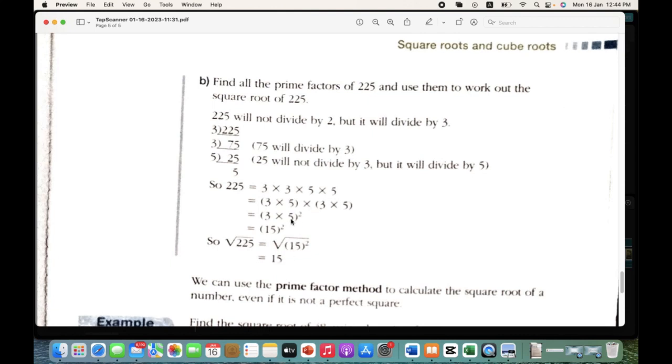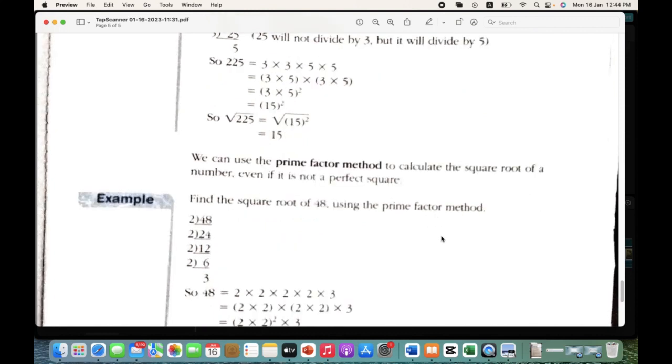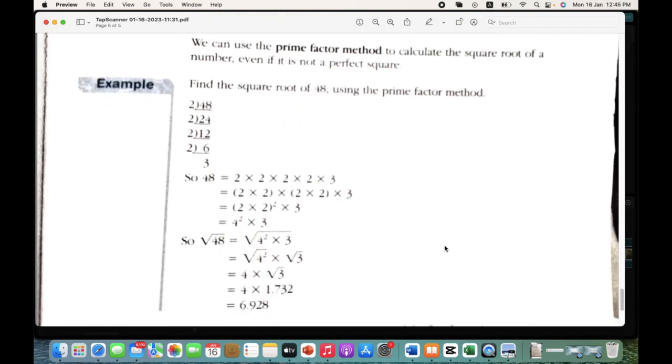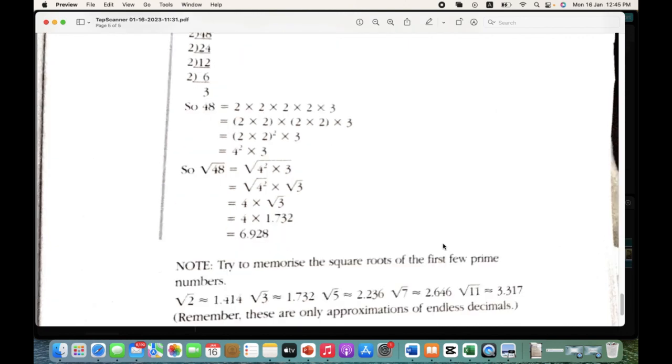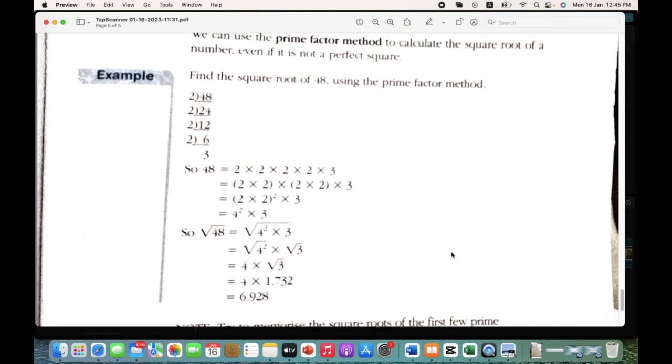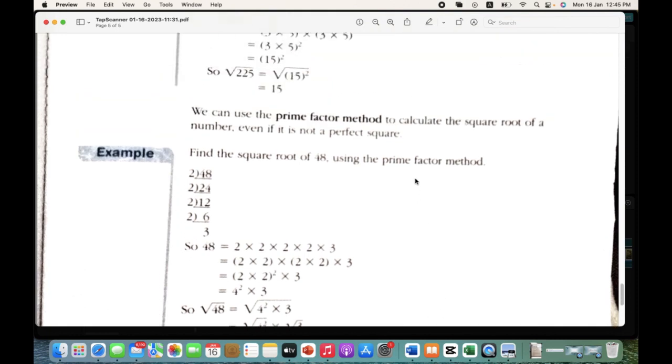Or another way, you have 3 times 5, 3 times 5. That means (3 times 5) squared. So since you are looking for the square root, you put the square root symbol on it. The square root will cancel the square, you get 15. Okay? If you want to go by that way. Okay, so that's that for that. This is where we are stopping for today.